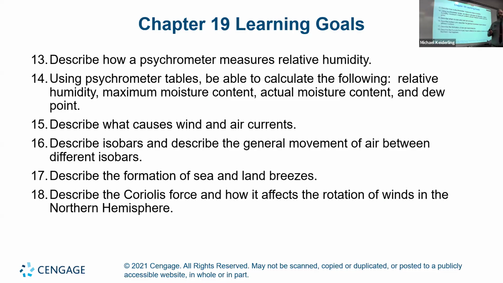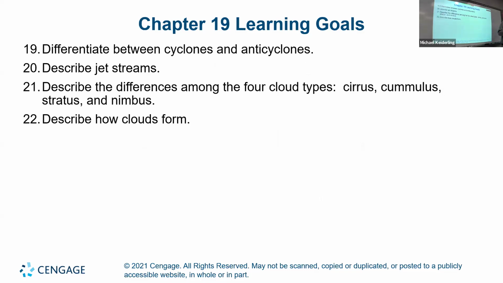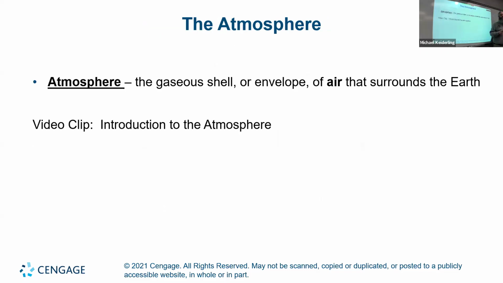We'll describe what causes wind and air currents. We'll describe isobars and the general movement of air between different isobars. We'll look at the formation of sea and land breezes. We'll describe the Coriolis force and how it affects the rotation of winds in the northern hemisphere. We'll differentiate between cyclones and anticyclones. We'll discuss jet streams, and we'll describe the differences between the four cloud types: cirrus, cumulus, stratus, and nimbus. And we'll go over how clouds form.